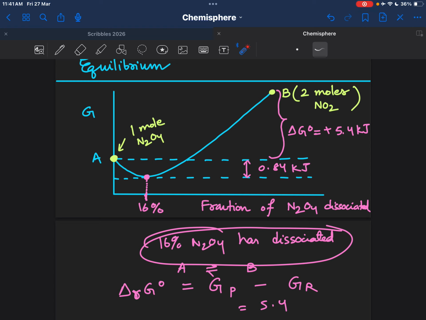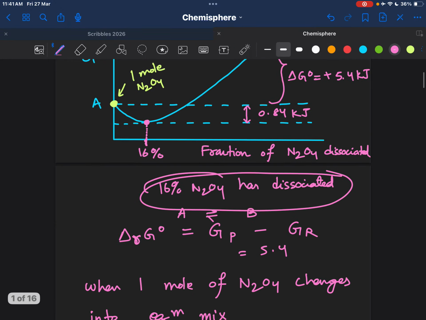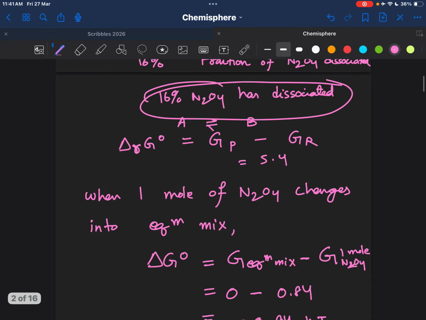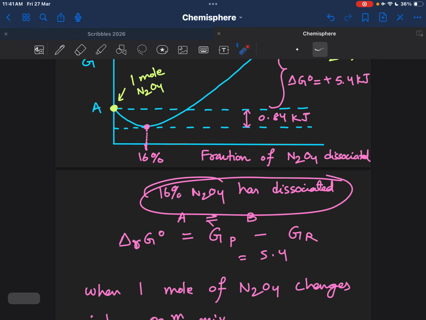So from the graph, can you see that this difference is 0.84, and so therefore G of A is going to be 0.84. So therefore delta G naught is minus 0.84. Can you see a negative value, right? So since the delta G naught of change from 1 mole of A into the reaction mixture is negative, therefore the forward reaction is spontaneous.